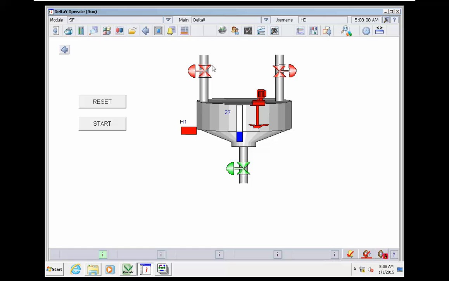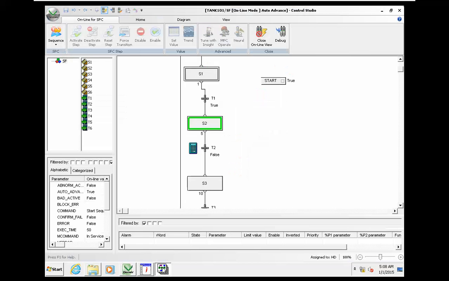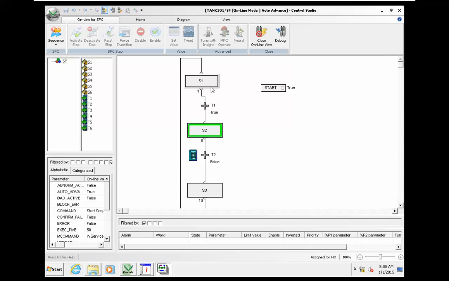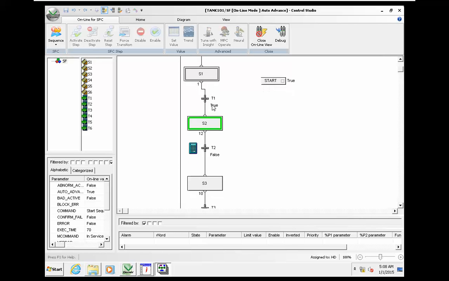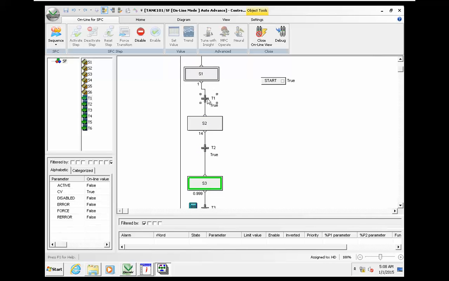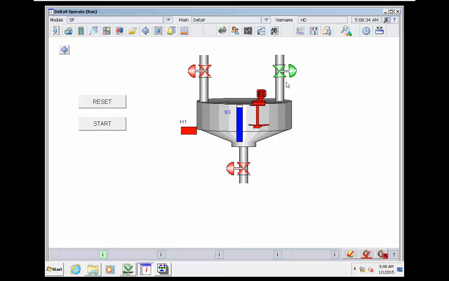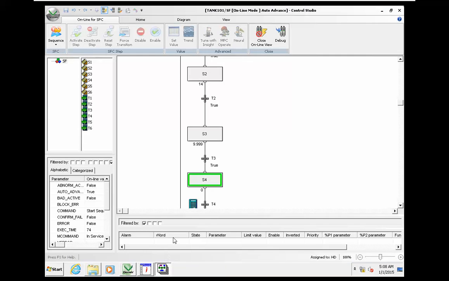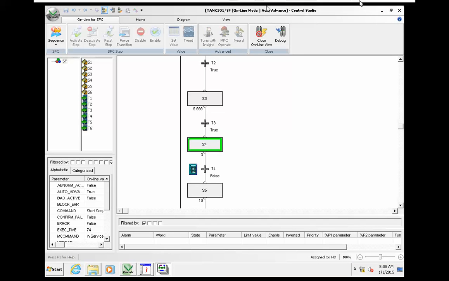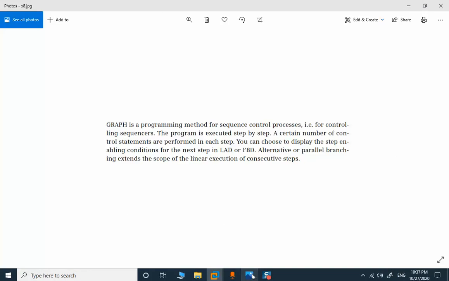So SFC or Graph can be used in this type of process. The programming is very similar in SFC and Graph. We have some steps and transitions. You can see that we are waiting for this transition. The transition is about 100% in the level control. Then we start the heating process. So Graph is the best solution for complex sequential control.